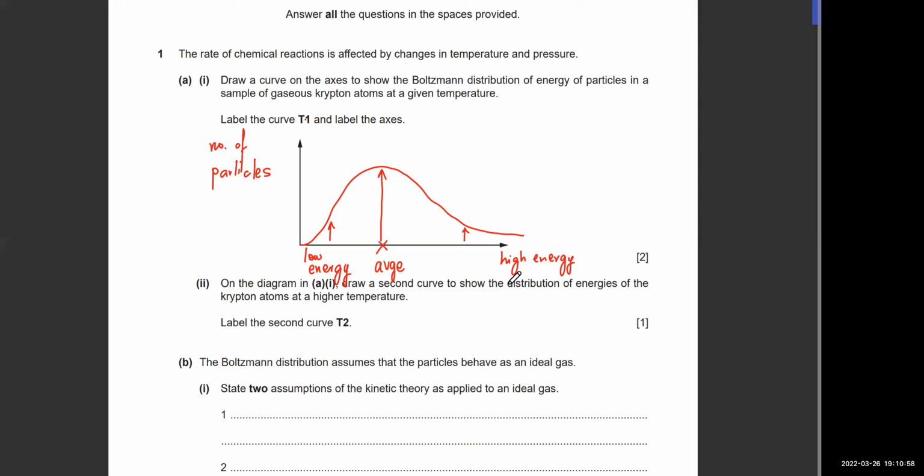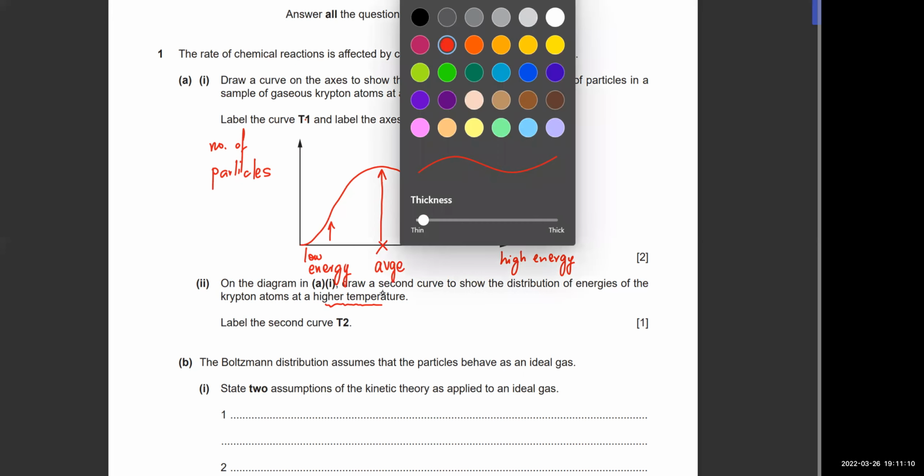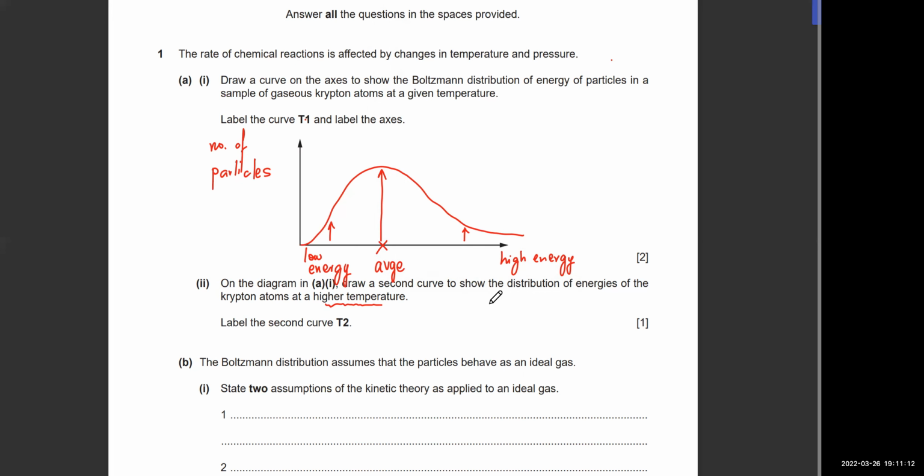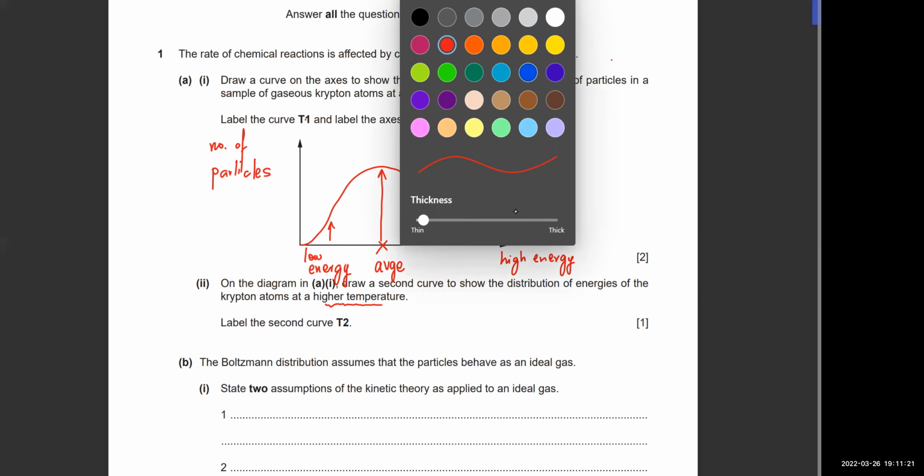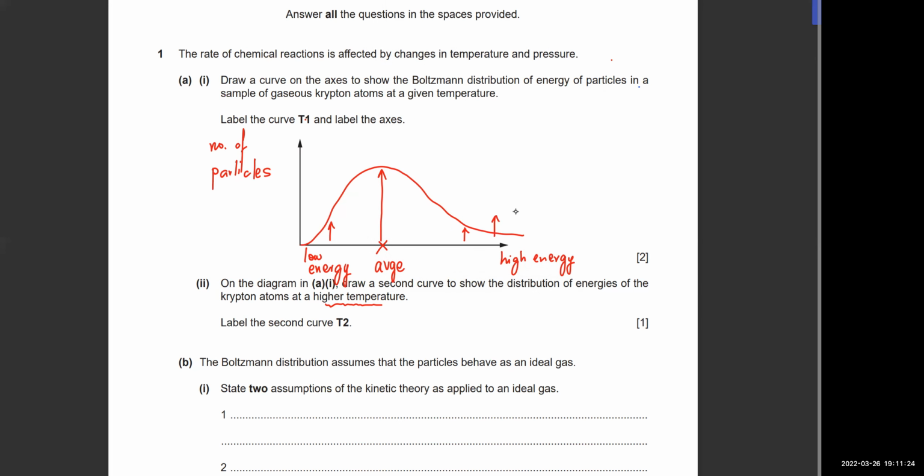So that's what a typical Boltzmann distribution looks like. So on the diagram, draw a second curve to show the distribution of energies at a higher temperature. So what happens if you have your room and you increase the temperature? What happens in that case is, if you take everything to a higher temperature, the high energy, the number of particles are going to be greater. So yahan se jo graph hai na, that's going to rise. And low energy pe, the number of particles are going to be lesser. So wahan pe, the graph would become lower. So the graph is going to shift to the right.